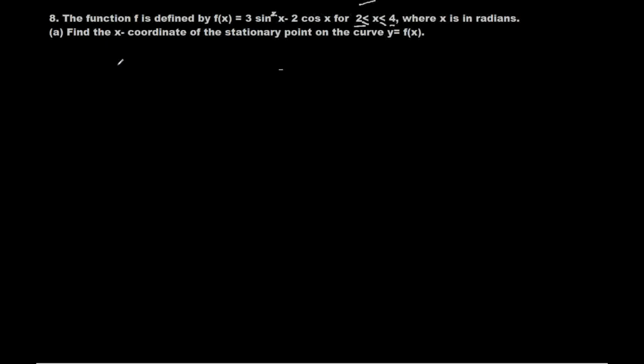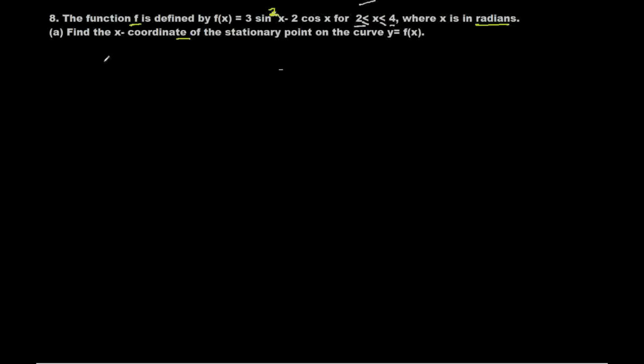Next question, number 8. The function f is defined as this. This is squared here. Okay, and x is between 2 and 4 radians. Find the x coordinate of the stationary point. Coordinate, not coordinates, because in this trigonometric function there are so many stationary points. So they're saying coordinate of the stationary point. That means we expect there will be only one stationary point between 2 and 4.